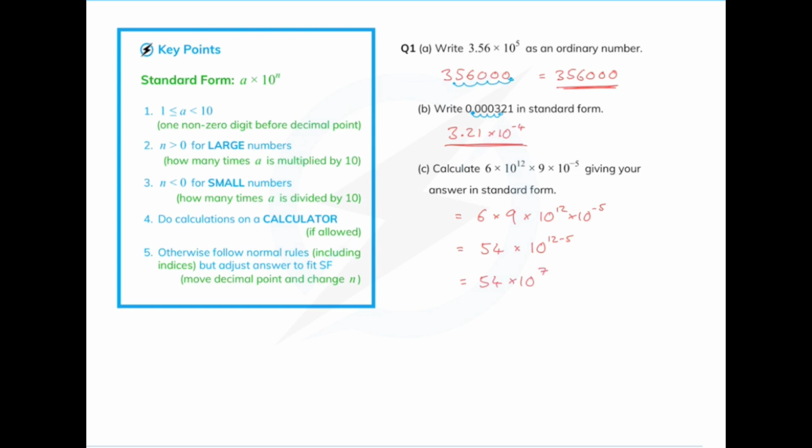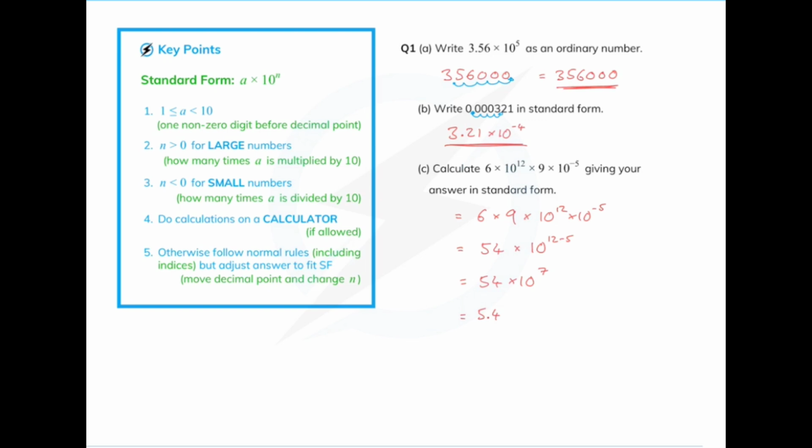But that's not in standard form because the number at the front here is not between 1 and 10. It's 54. So we need to make sure it is between 1 and 10. So how do we do that? Well, we need to adjust our answer to fit standard form, which means we need to move the decimal point and change n. N is, of course, this number here. So let's try that. Well, at the moment, the decimal point is after the 54, so let's put it in the middle. So it's 5.4, so that A fits the rules.